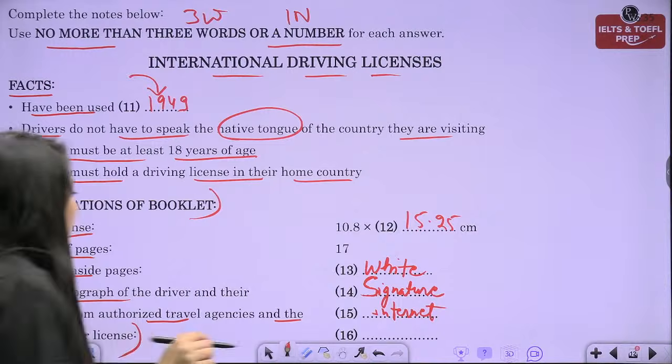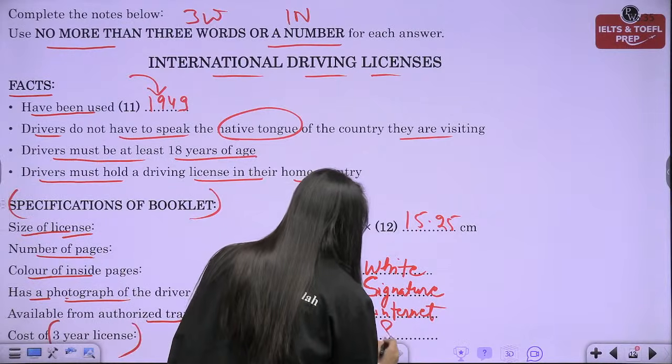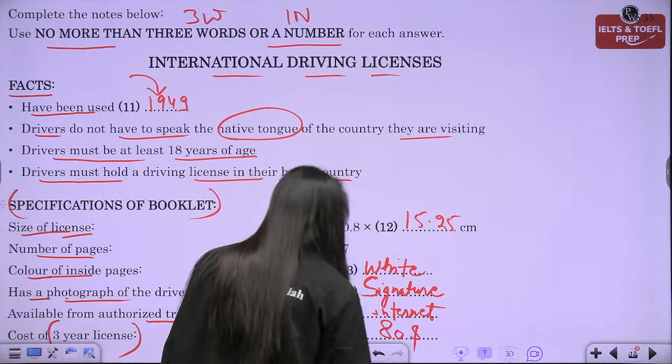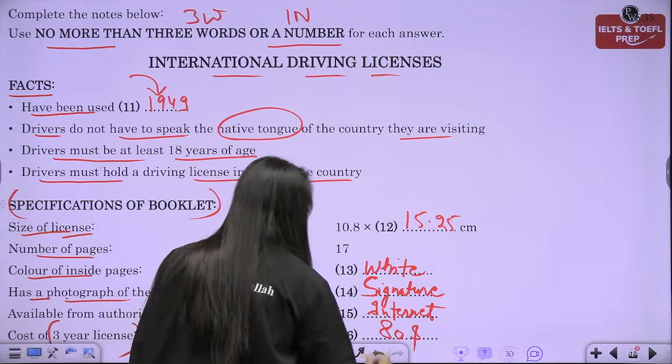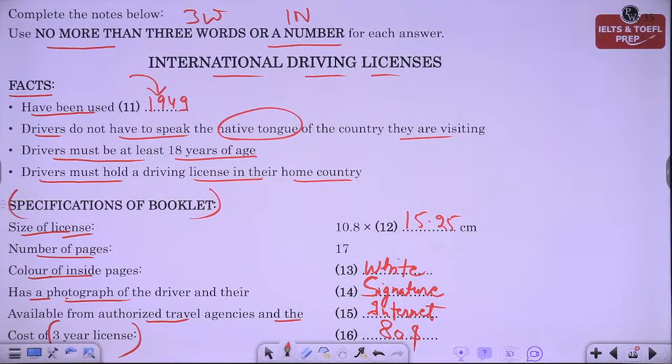$80 exactly. Good job, Bhavya. So it will be $80. Yeah, well done. So these are your correct answers. Right? Let's move ahead.